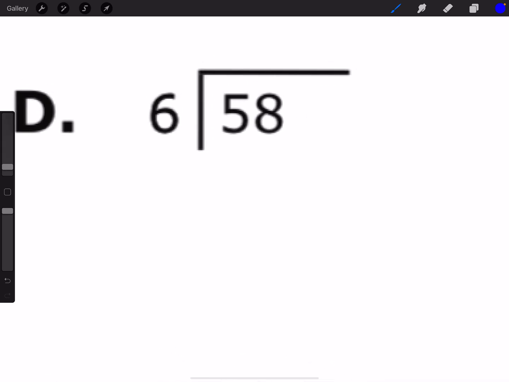All right. Let's go to D. Again, we're going to do the chunking method. And I'm going to do this side over here just to help me out. So I'm looking at 6 and 58. 6 is the divisor, 58 is the dividend. If I do 6 times 10, that would be 60. Can I take 60 out of 58? I can't. So that's too big of a number.